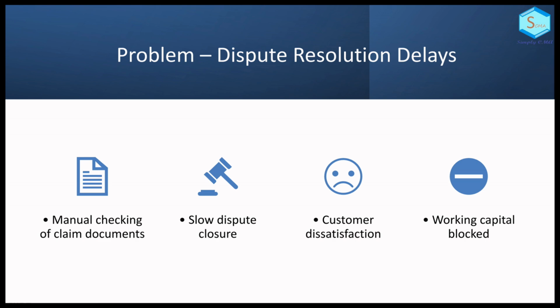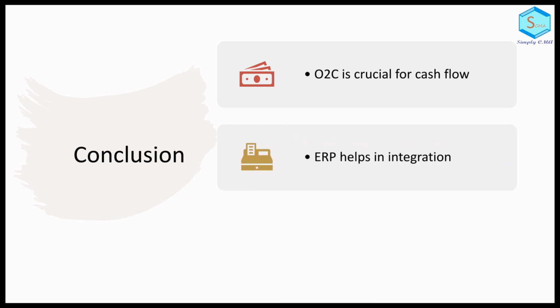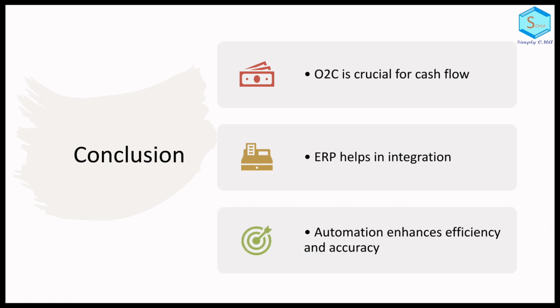So let's come to the conclusion. The O2C process is vital for generating revenue and maintaining liquidity. ERP systems enable integration and transparency across departments. However, without automation, organizations may face delays, inefficiencies, and customer dissatisfaction. This is all about the O2C process.